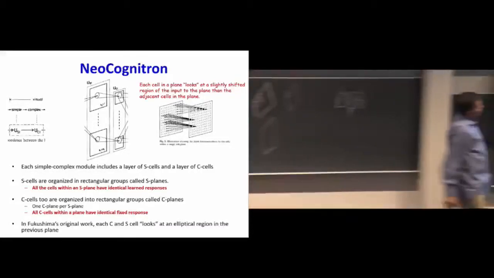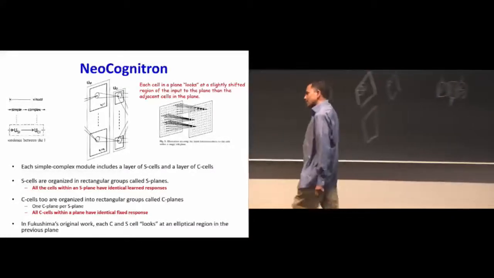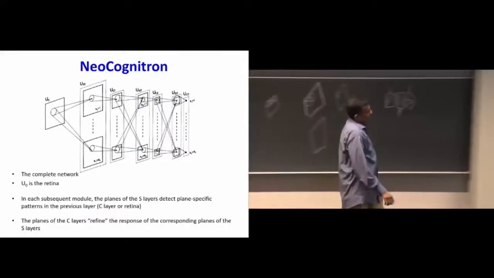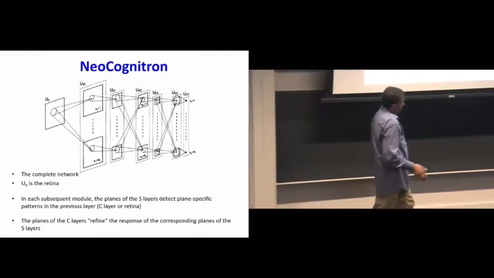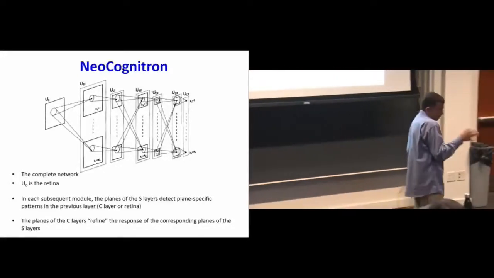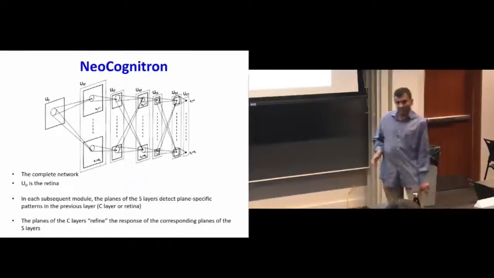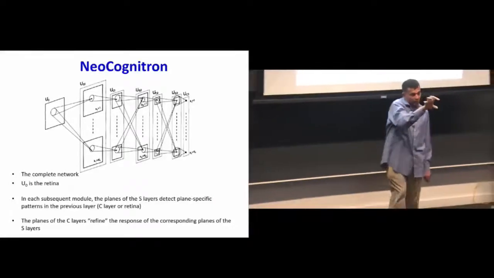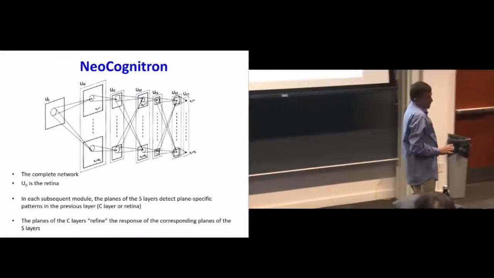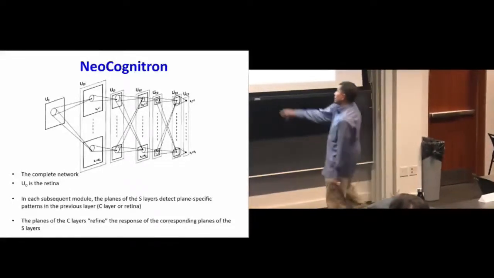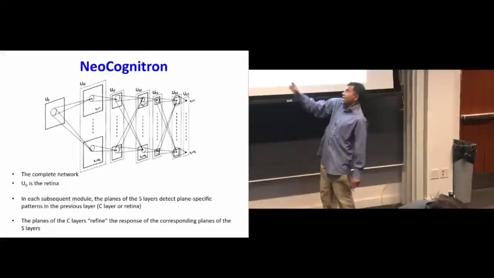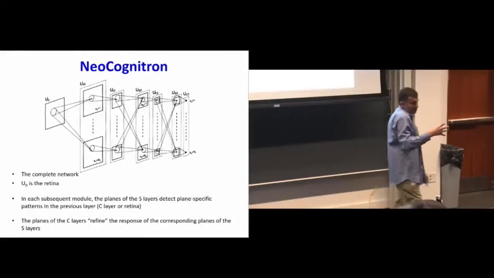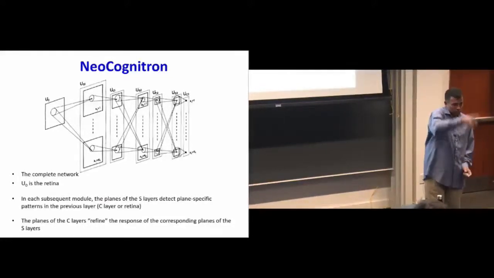Now, the C planes are followed. So the overall structure looks something like this. The first level of S cells looks at the retina. Then the first level of C cells, each C is going to look at the output of the S cells. Within this little rectangle, those C cells are only looking at the corresponding rectangle in the corresponding S plane. Then when you go to the next layer, you have all of these S cells, and each of these S cells is not looking at merely just one corresponding C plane. It's actually looking at the entire combination of them.